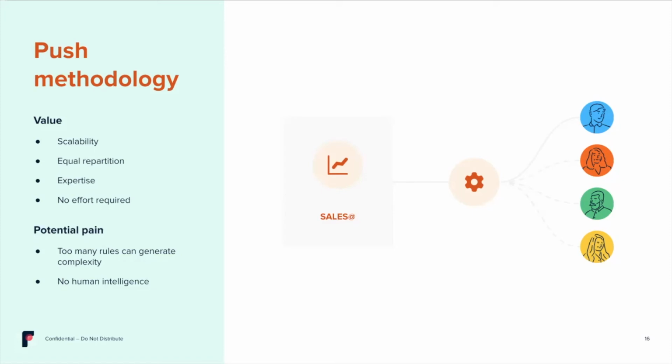Some potential pain here is that building too many rules can increase your complexity inside Front, and you are going to miss that human intelligence piece. If you need somebody to actually read that message to understand what it's about or what that client is asking in order to assign it, a rule might not always catch that.